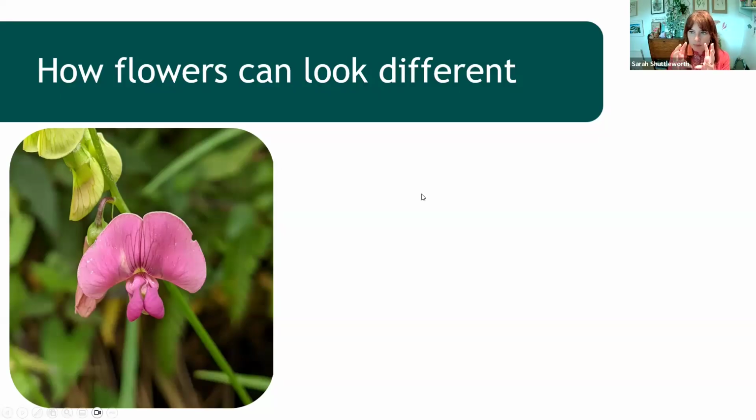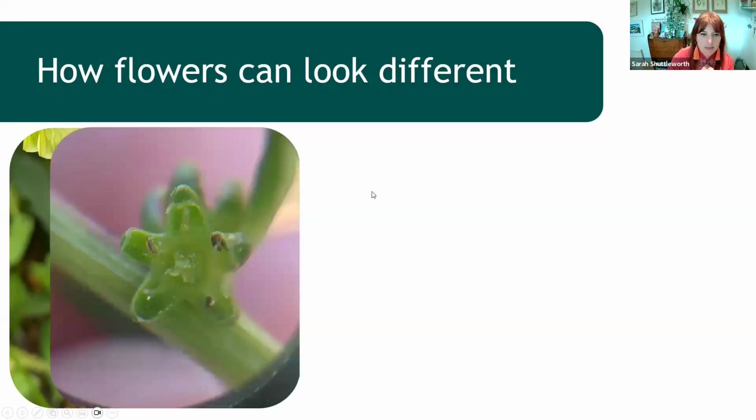It's just some are much more obvious and big, and some are tiny, like on a clover. They are still pea flowers, but there's just lots and lots of them on one flowering head. So again, another one to get out there and have a look at. Have a look at your white clover, maybe with a hand lens, and just see how they're all individual little pea flowers on the flower head.